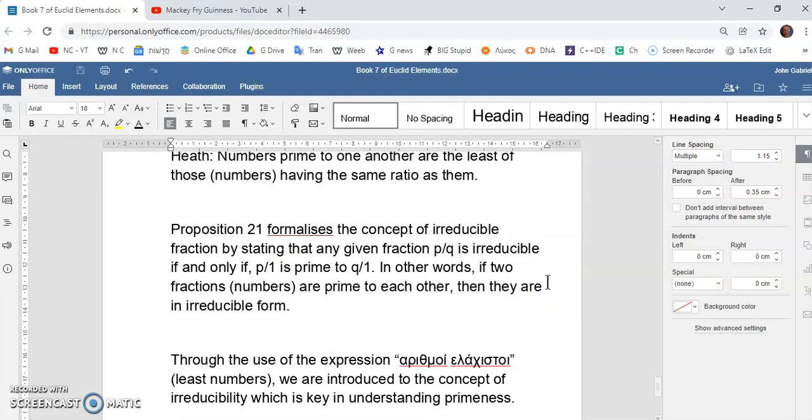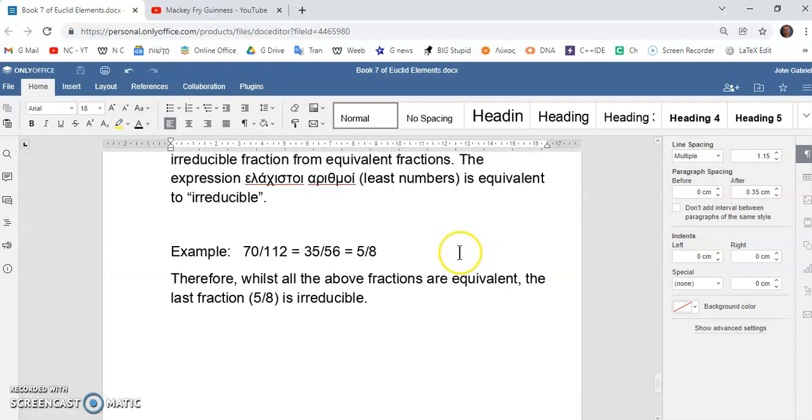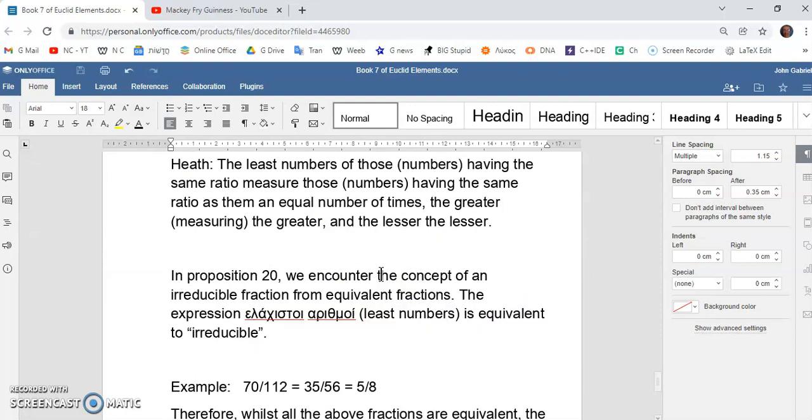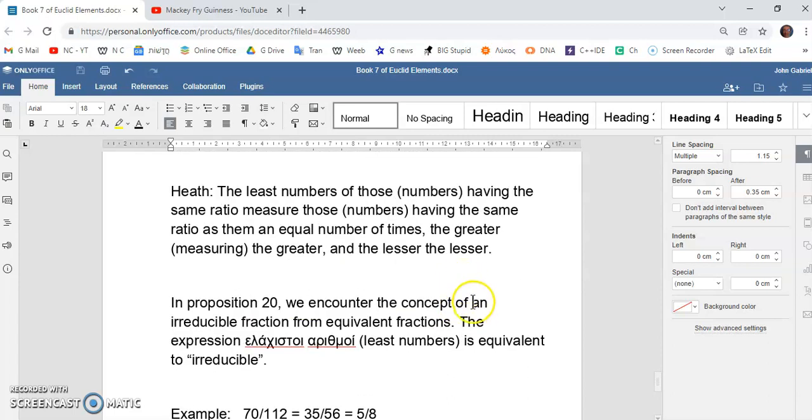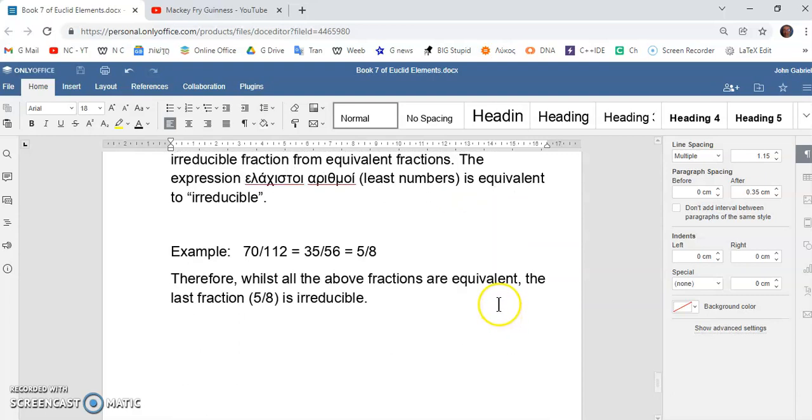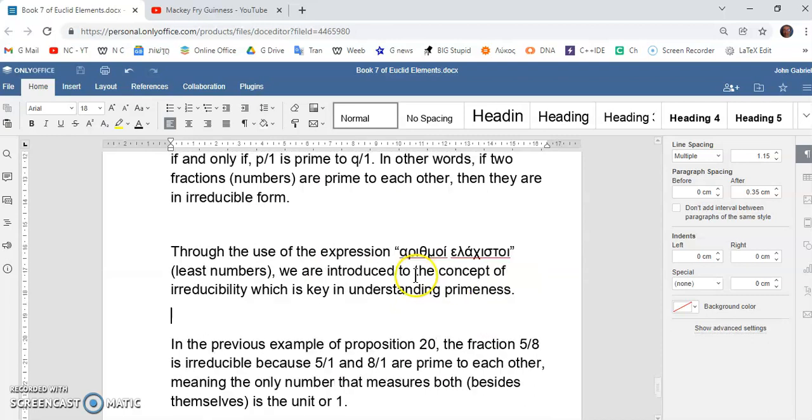So 21 continues on the concept of equivalence, which we found in proposition 20, which says that the least numbers have the same ratio measure as those having the same ratio as them an equal number of times greater.